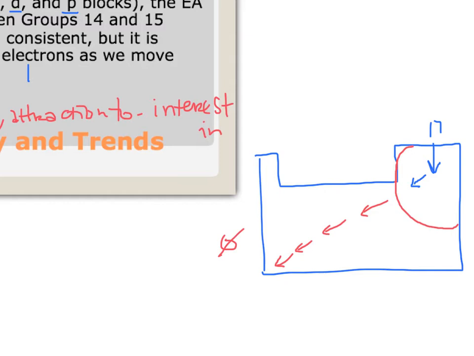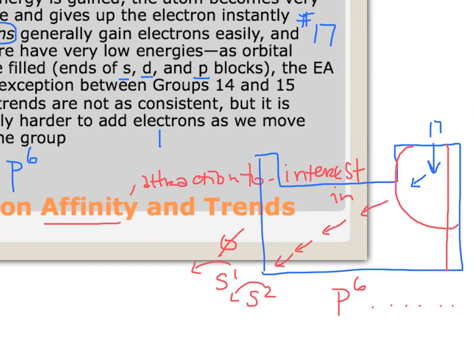The metals over here don't want electrons. They already have either S1 or S2. So they would much rather just give away those electrons so that they have a full p shell and then nothing beyond that, right? Because if they give away those electrons, then their electron count goes down and they end up being more like the noble gases. We'll talk more about that coming up.